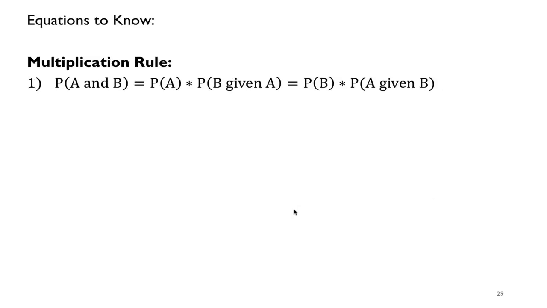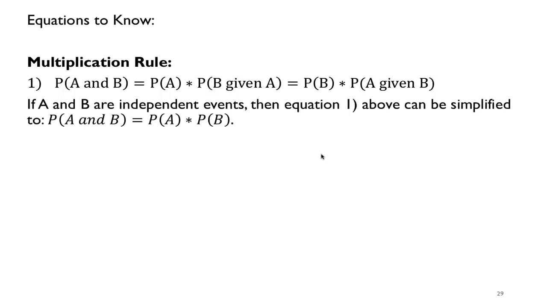Okay, so here's a recap of all the things we talked about today. Here are some equations to know. There's the multiplication rule, which says that P of A and B is P of A times P of B given A, or P of B times P of A given B. If A and B are independent, then equation 1 simplifies: the probability of A and B is the probability of A times the probability of B. So if you have independence, this multiplication rule is a little easier, since there's no conditional probability. But in general, you want to apply the first equation and take the conditional probability.